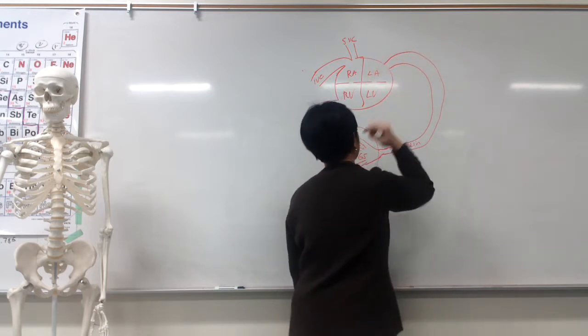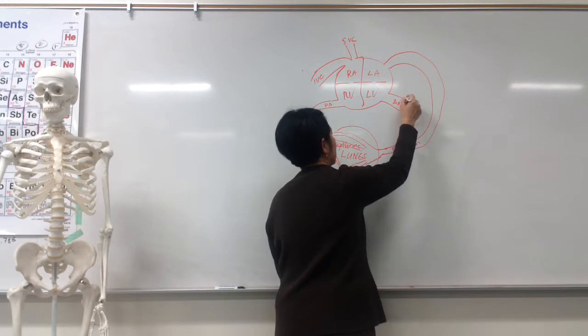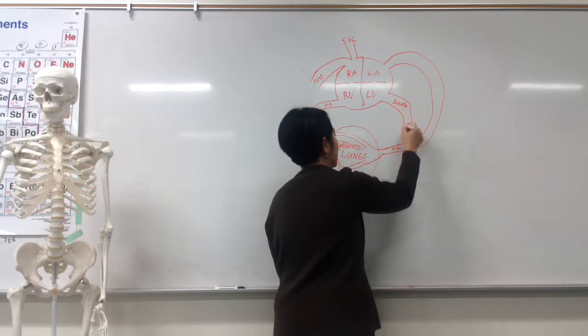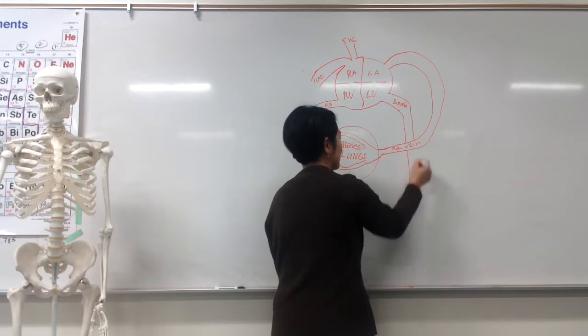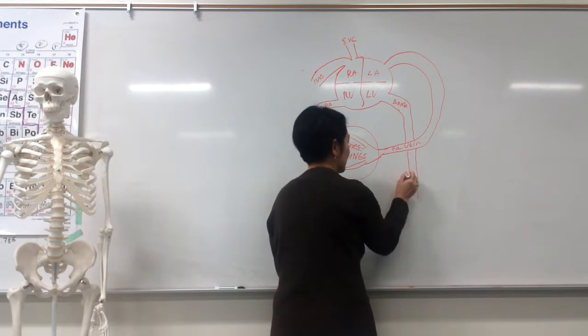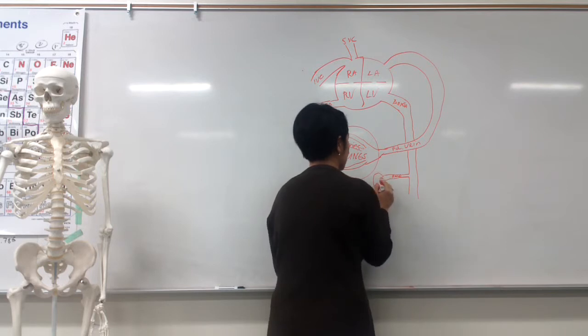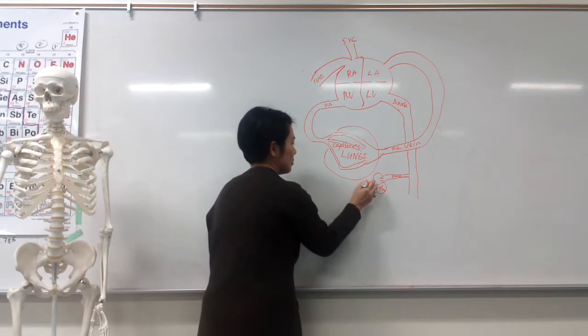Okay, from the left atrium to the left ventricle, and then it exits. This is your aorta, the ascending aorta and descending aorta. The descending aorta has the thoracic aorta and the abdominal aorta. Then it branches. Let's say there's the renal artery. The artery breaks into capillaries right here, and then there's your kidneys, for example. From the kidney you have the renal vein.